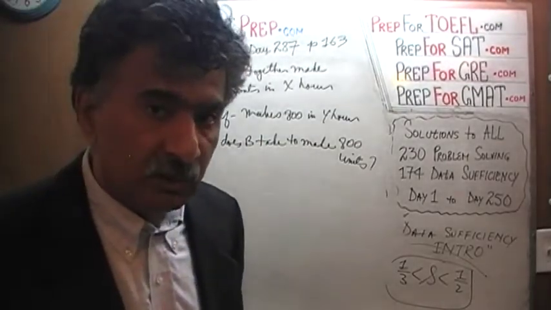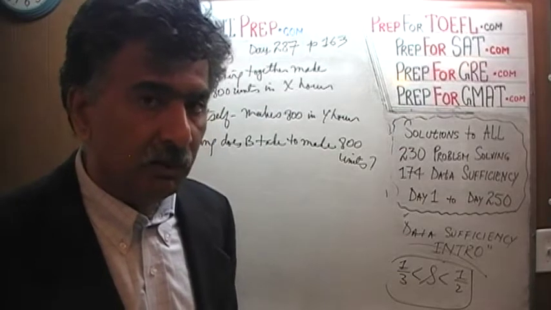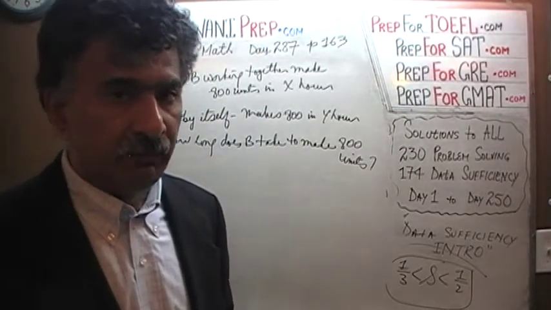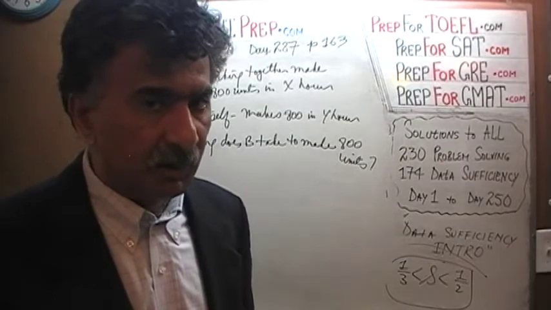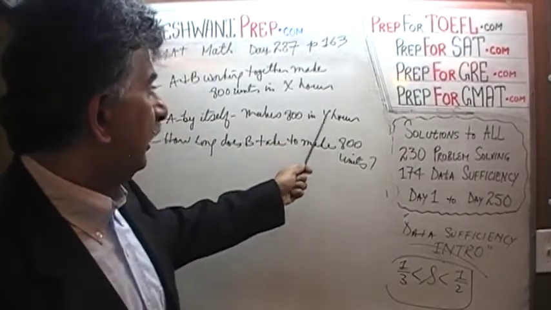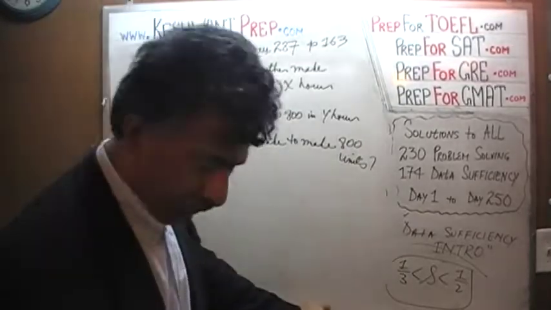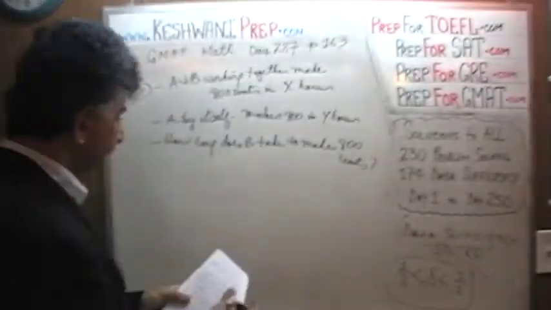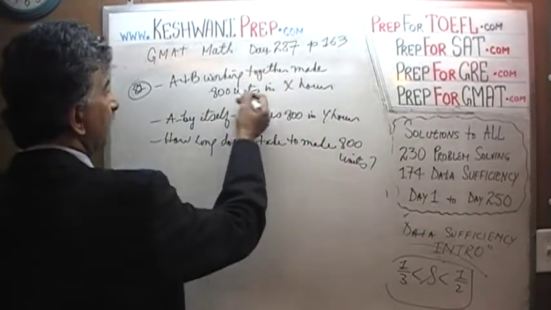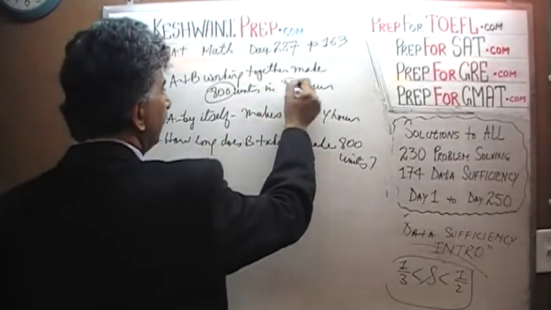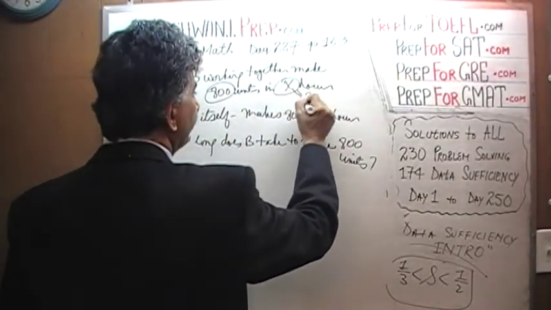And thereby convert this algebra problem into a simple arithmetic problem. Now, how simple that arithmetic problem will become will depend on how smart you are in choosing your numbers. Pick some numbers that are nice numbers to work with here. For example, let's pretend that A and B working together make 800 units in 2 hours.